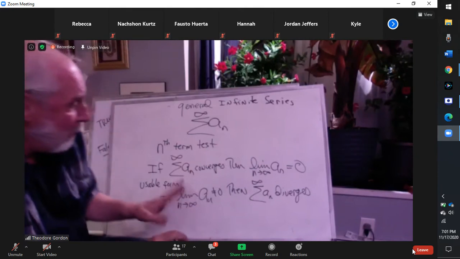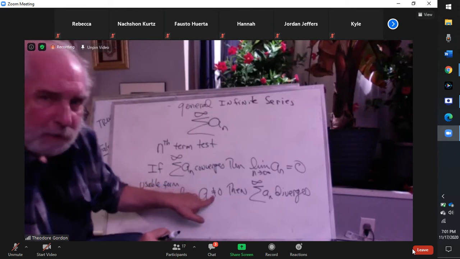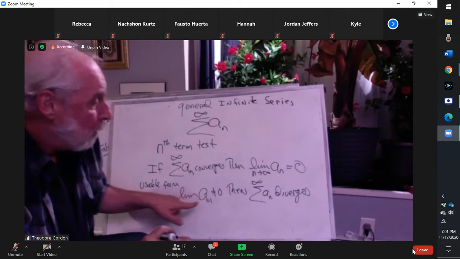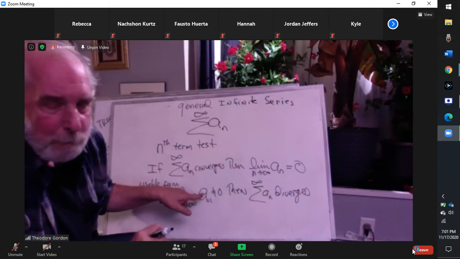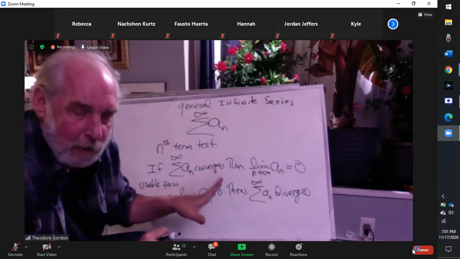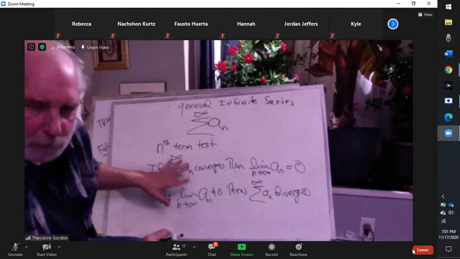So that's how the nth term test works. If this limit doesn't go to 0, done, that's it. Series diverges, move on to the next problem. If this does equal 0, then you know that that series might converge, and you have to go and figure out another way to do it. So the nth term test is the first one to look at.